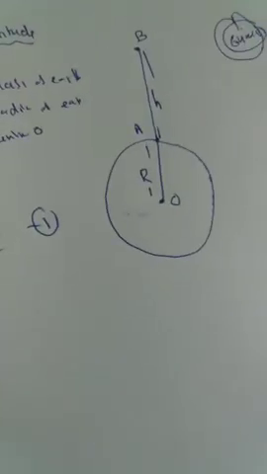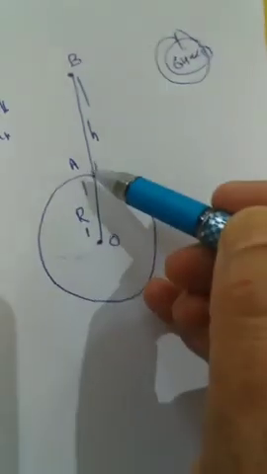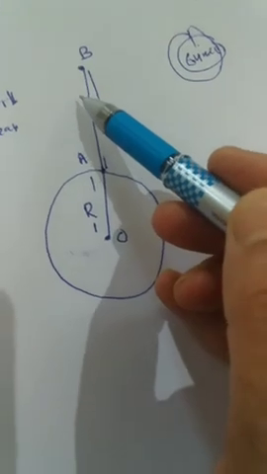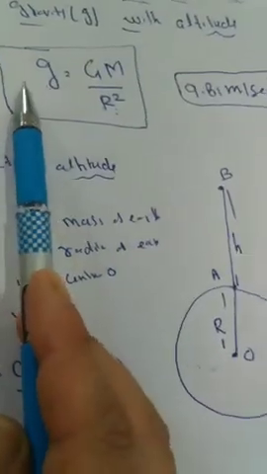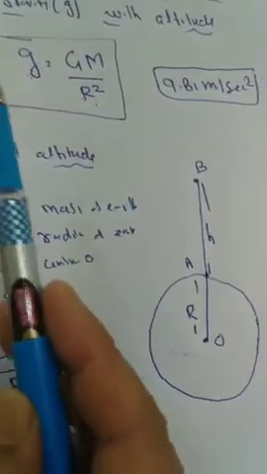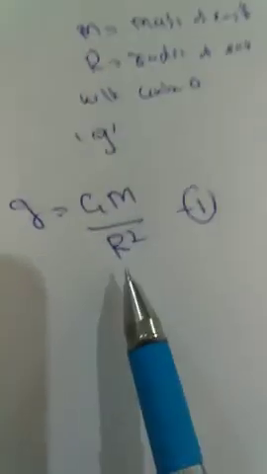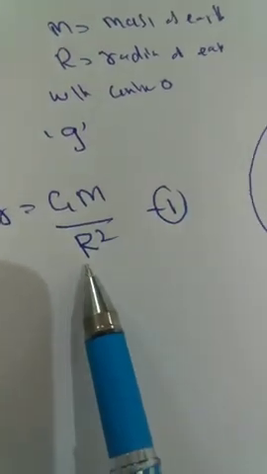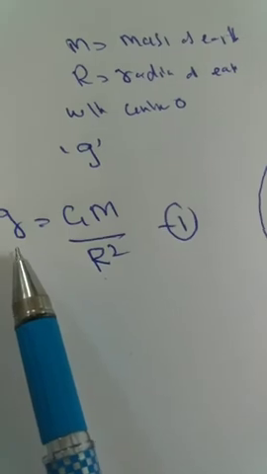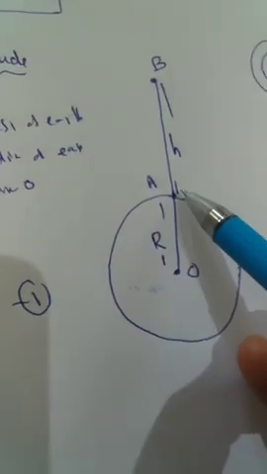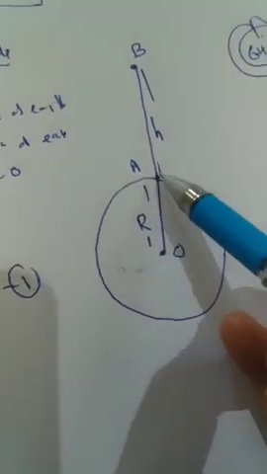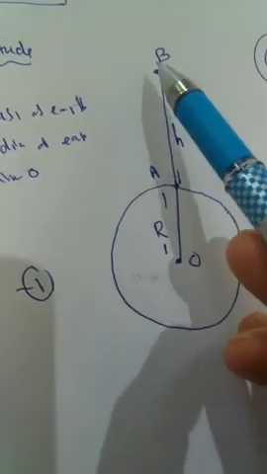Every distance is considered from the center of the earth. Now, if we raise a body at a height h above the surface of the earth, its value of g will change. Whether it will increase or decrease, the distance between two bodies affects the value of g. That means the value of g does not remain the same here. The value of g, which is here, does not remain the same at point B.